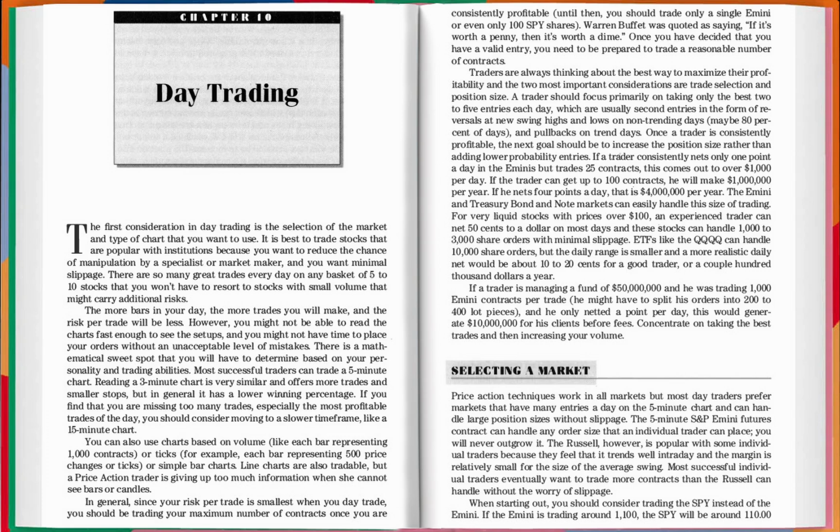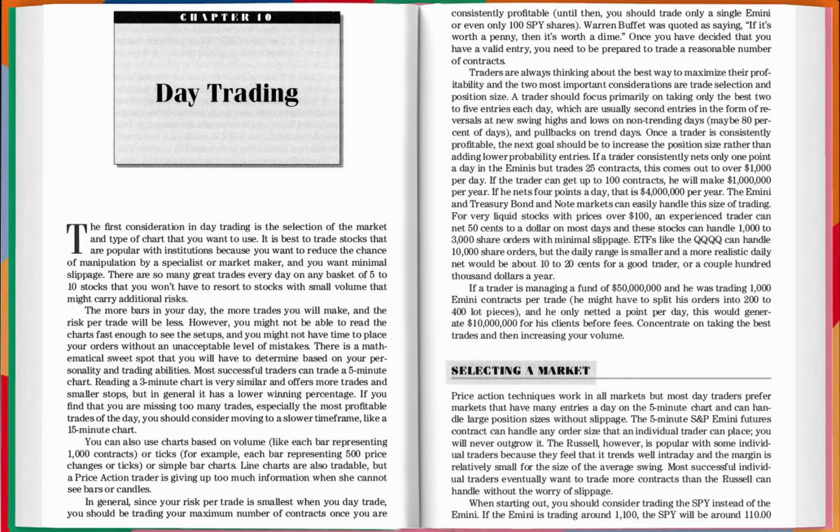If a trader consistently nets only 1 point a day in the E-minis, but trades 25 contracts, this comes out to over $1,000 per day. If the trader can get up to 100 contracts, he will make $1 million per year. If he nets 4 points a day, that is $4 million per year. The E-mini and treasury bond and note markets can easily handle this size of trading.